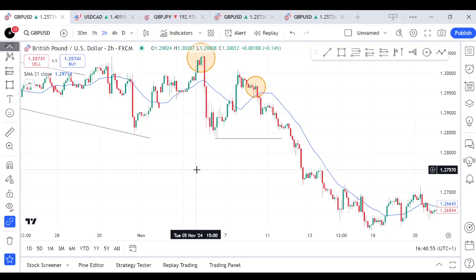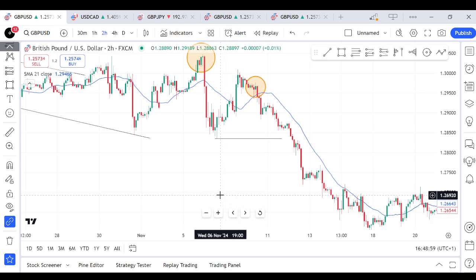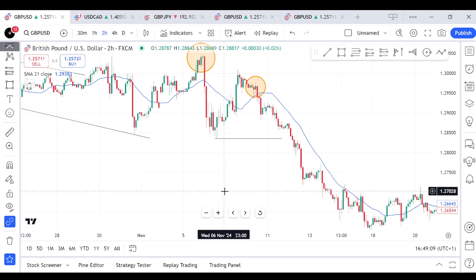Alright traders, we've come to the end of the video on double candlestick patterns. By now you should have a solid understanding of how these patterns can help you identify potential reversals and continuations in the market. So remember, patience is key. Always wait for confirmations and use other indicators to strengthen your analysis.